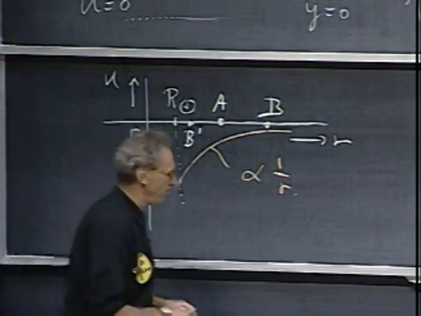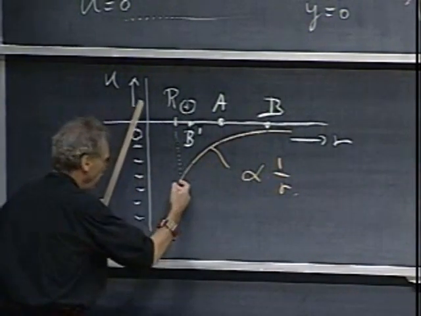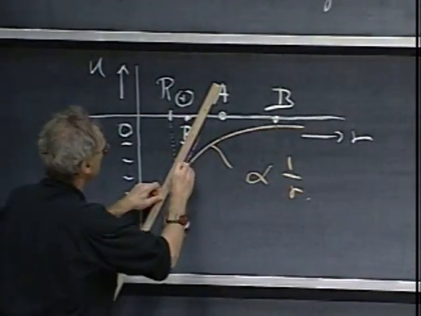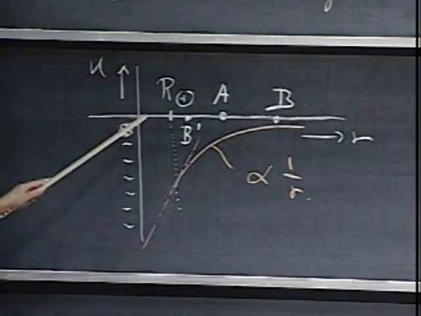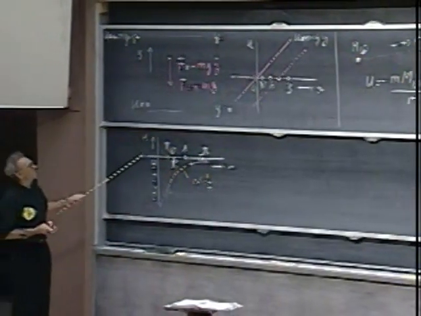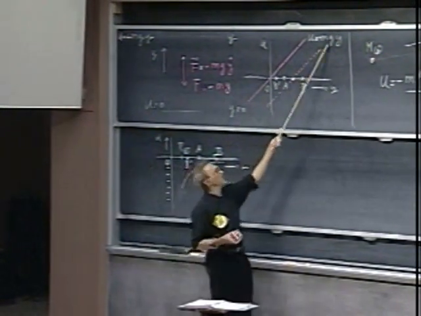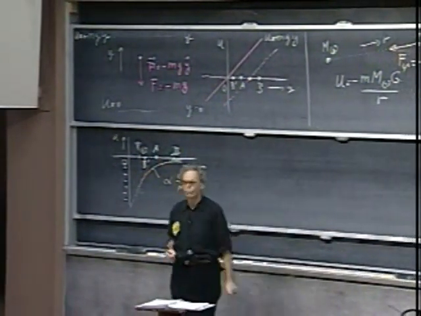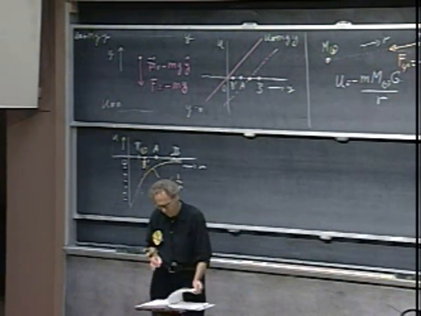Right here near Earth, where this 1 over r curve hits the Earth, is exactly that line. That dependence on y is exactly the same as the dependence on r, and then you can simplify matters when you're near Earth, when the gravitational acceleration doesn't change, you get a linear relation. But that's only an exceptional case when you don't move very far.